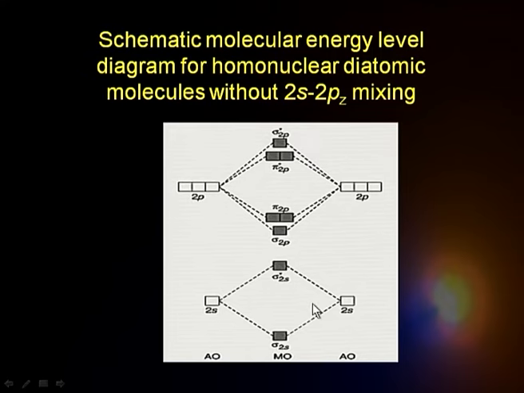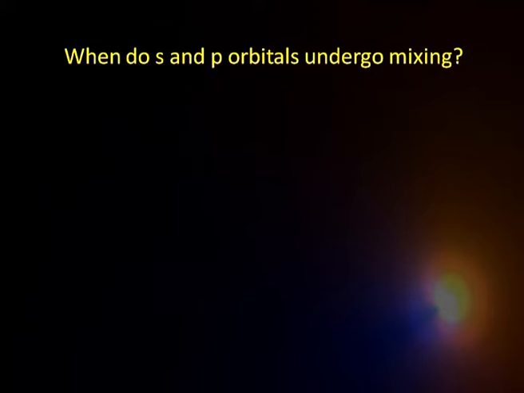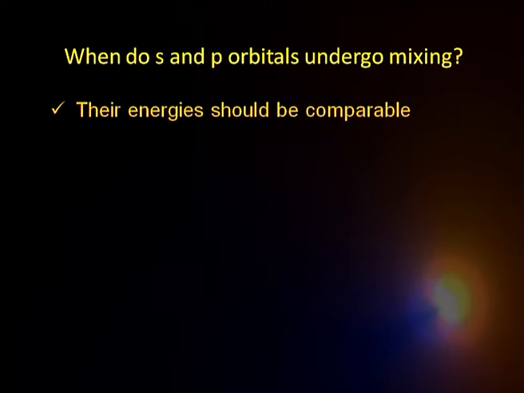Now, let's see when it happens that the s orbital and p orbitals can undergo mixing, and in what way it changes our molecular orbital energy level diagram. Essentially, which is very obvious, s and p orbitals will undergo mixing if their energies are comparable, because in the previous case we saw the energies were very far apart from each other, so they were not mixing with each other.